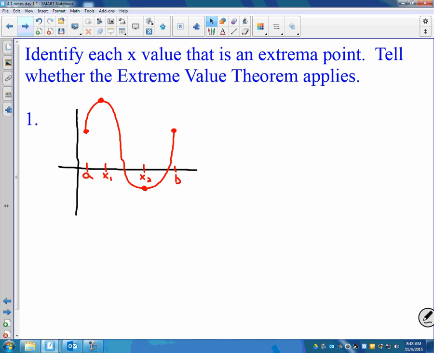Notice that it says identify each x value that is an extreme point. Notice there's no y values listed, so that's why we're not giving the y, like what is the maximum. It just says identify each x value that's an extreme point and tell whether the extreme value theorem applies. What has to be true for the extreme value theorem to apply? A closed interval. Continuous and a closed interval. Is this function continuous? Is it on a closed interval? Yes, so we can say EVT applies. If it applies, what do we know? We better be able to give a max value and a min value.